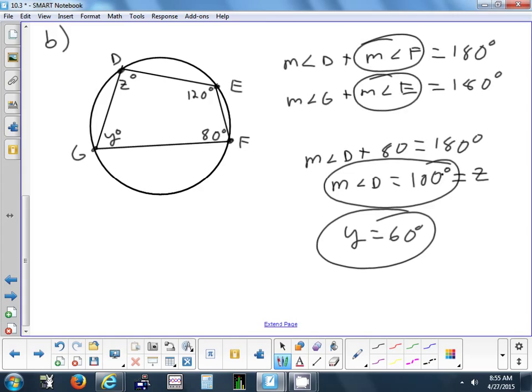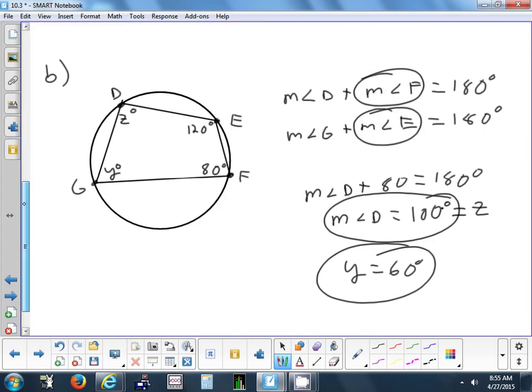Okay, any question on that one? Okay, so that's pretty straightforward. When they give you 4 angles and you know 2 of the consecutive ones, it's very easy to find the other opposite ones.